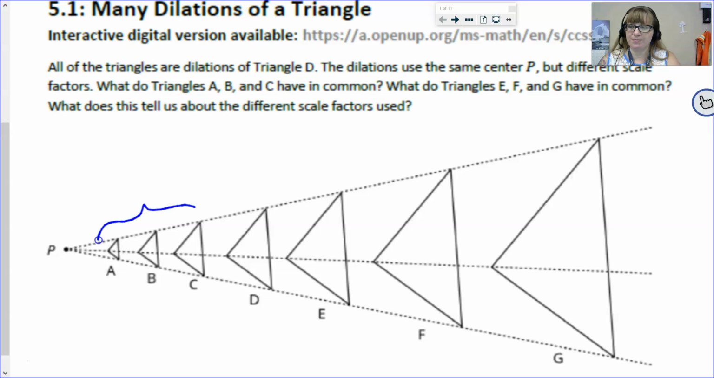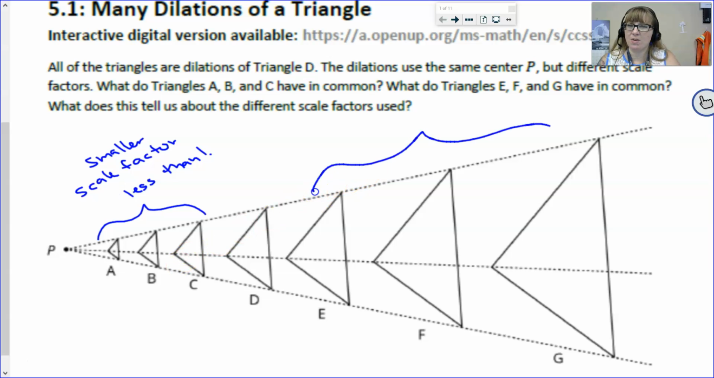Here's what I observed. Triangles A, B, and C are all smaller triangles. They're smaller than the original. And if they're smaller than the original, that tells me that the scale factor is less than 1. And here, triangles E, F, and G are all larger triangles. And that tells me that the scale factor was greater than 1.